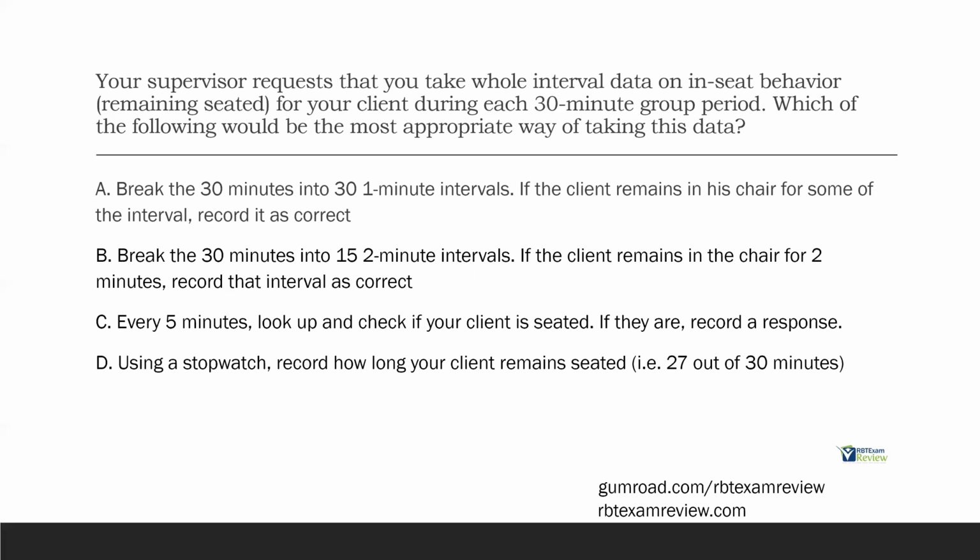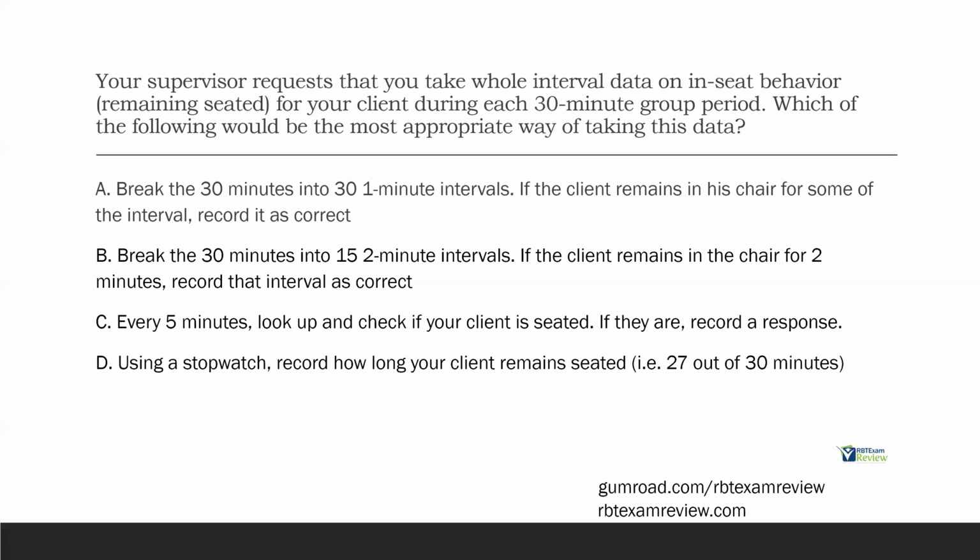Well, what is whole interval data? Whole interval data is taking data on a behavior. If that behavior happens for an entire interval, it's a response. If it doesn't happen the entire interval, it's a non-response, right? Or it's incorrect. So we need to find the answer choice where we're taking data on a behavior and marking it as correct or as a response if it happens the entire time, okay?